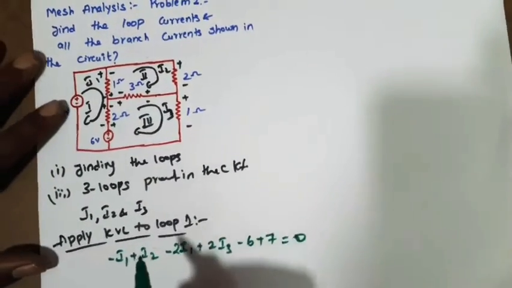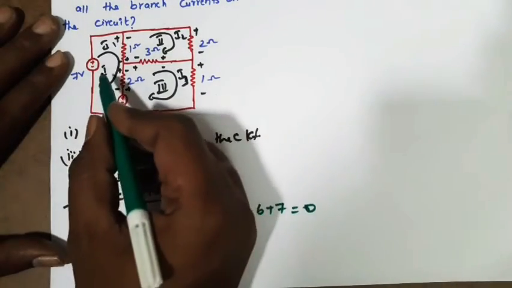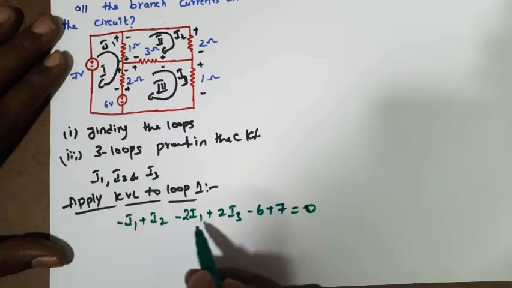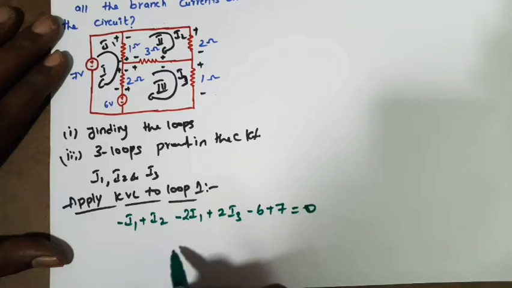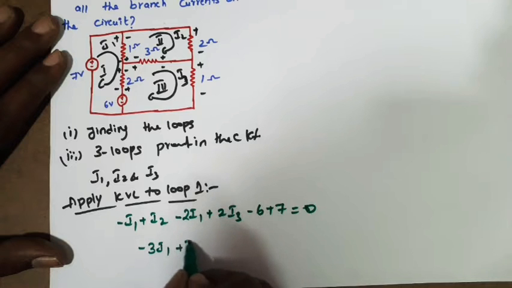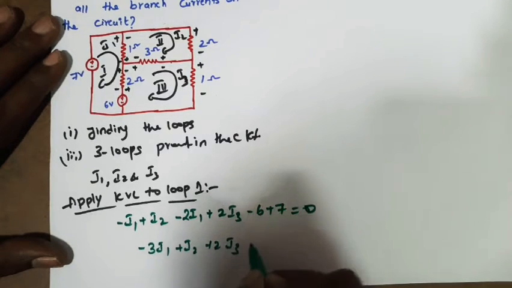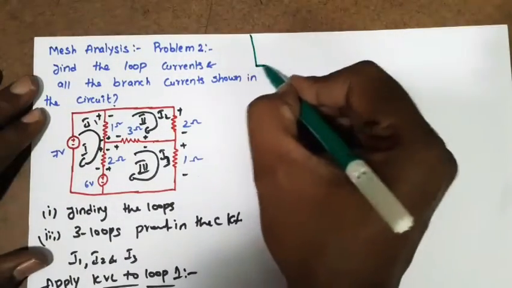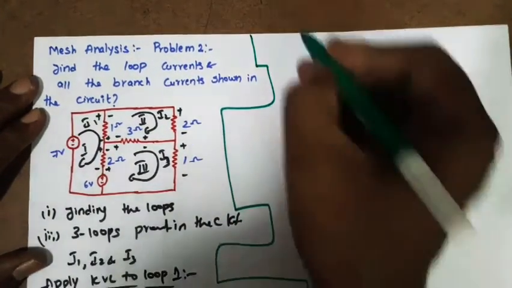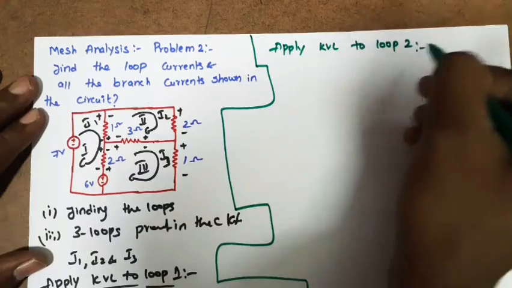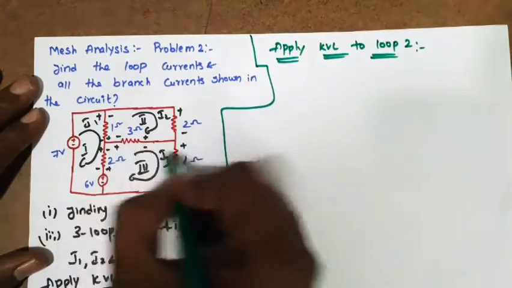So this is the expression we derive from loop 1. For loop 1 we applied KVL, and by solving this, minus I1 minus 2I1, totally minus 3I1, plus I2 plus 2I3, minus 6 plus 7 plus 1 equals 0. Take it as equation number 1. Going to the second, apply KVL to loop 2. By applying KVL to loop 2, what happens? See loop 2.